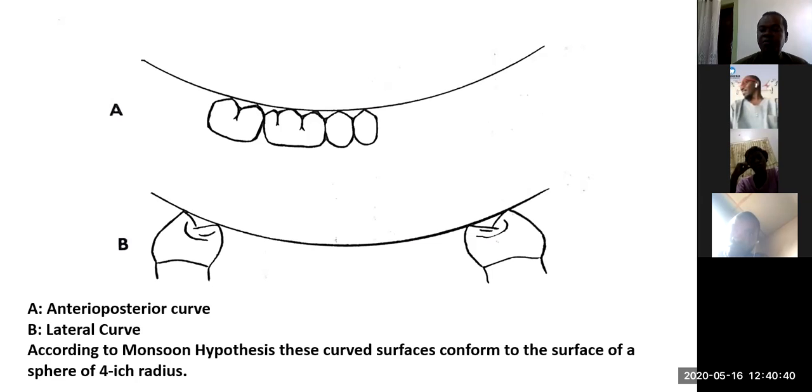So it's different from the curve of Spee. The curve of Spee is also an imaginary line that touches the canine, the anterior, and it touches the buccal cusps and goes to the last molar. They are usually like a trough. That is the curve of Spee. You try to know the difference now.